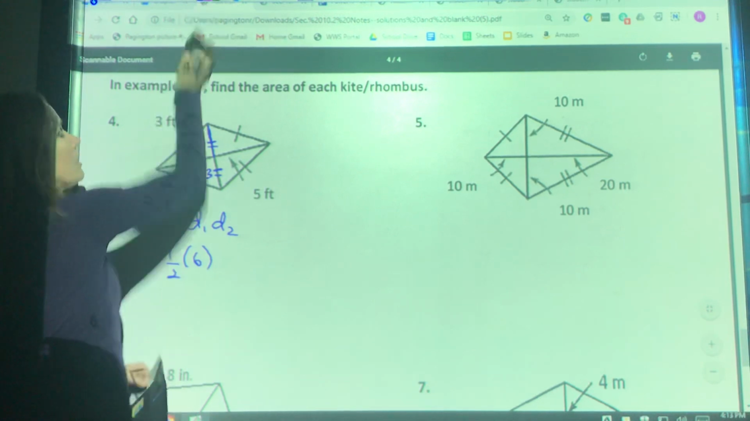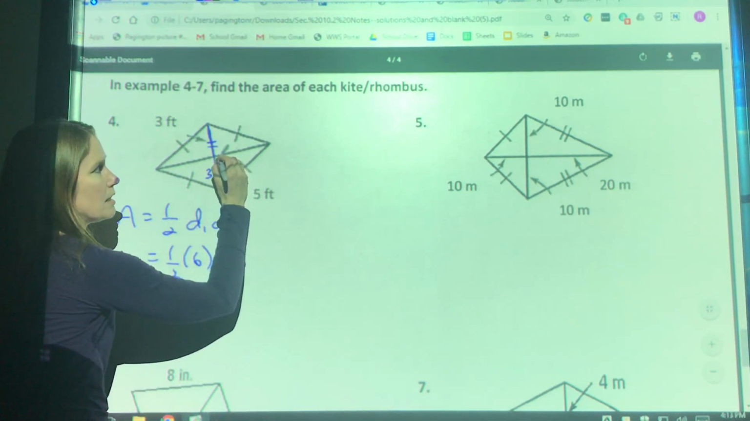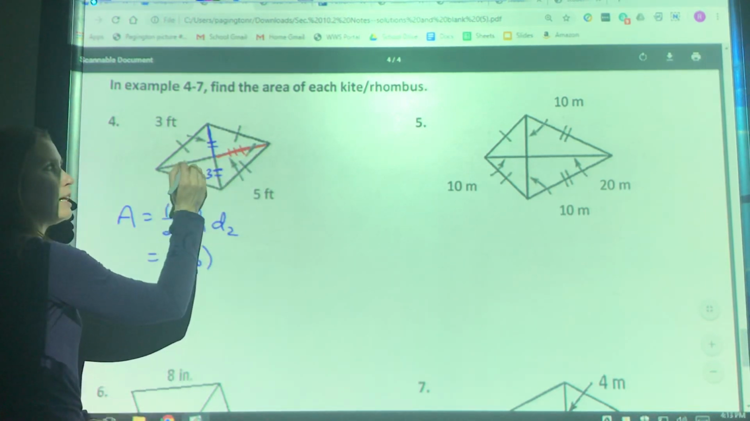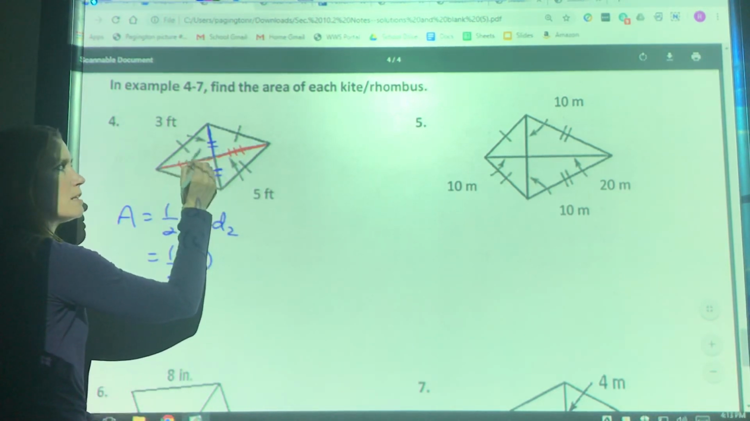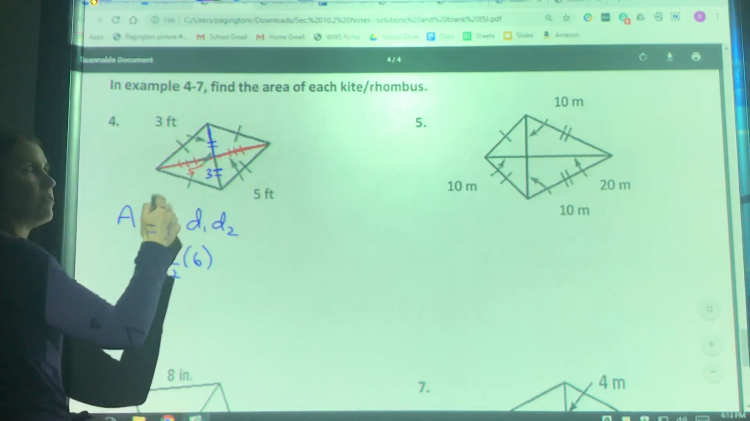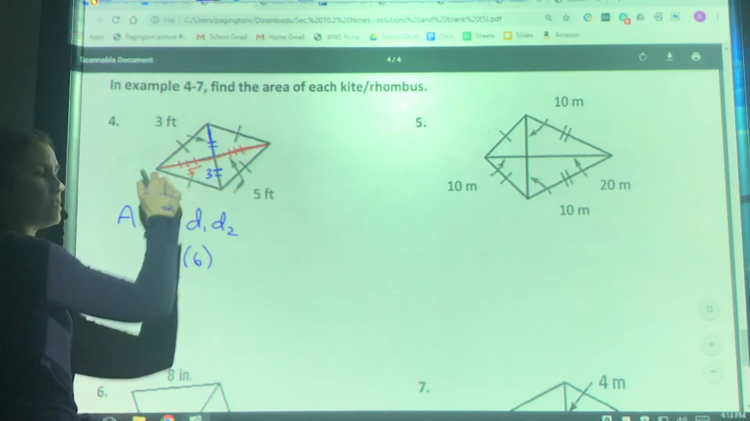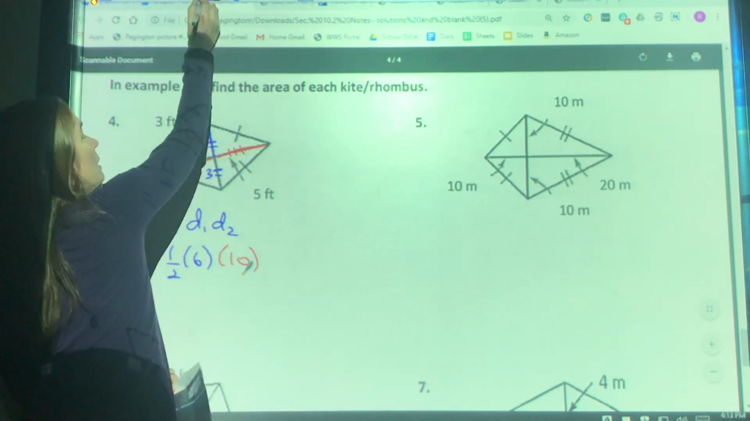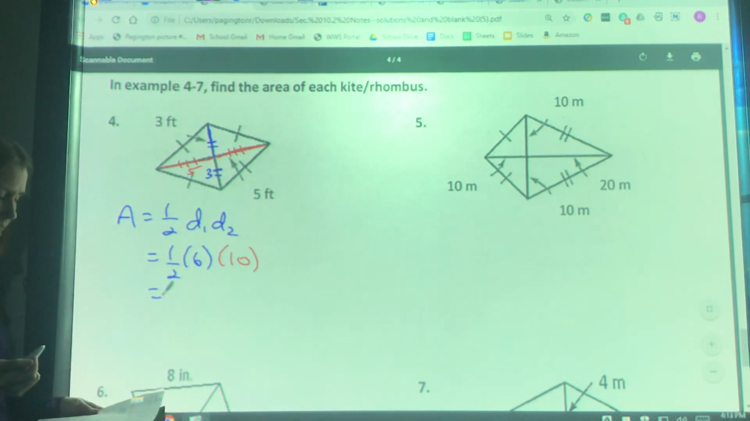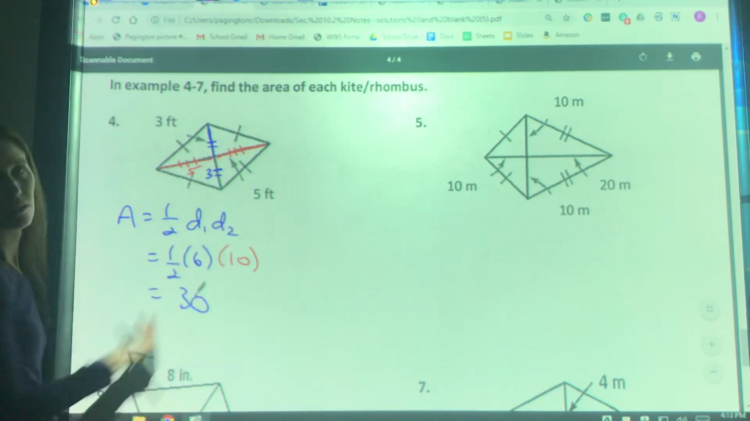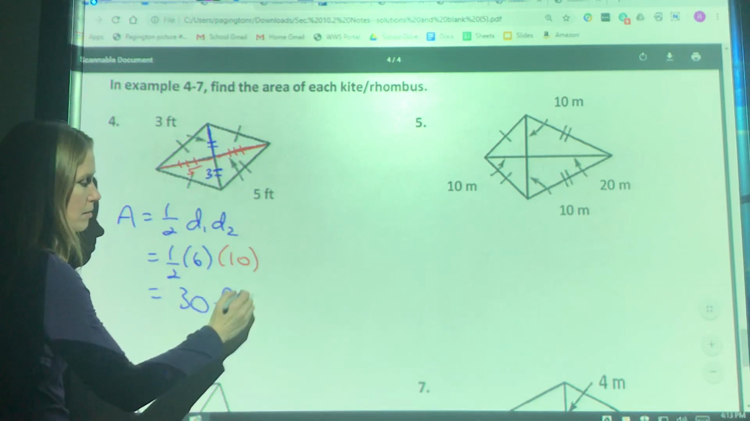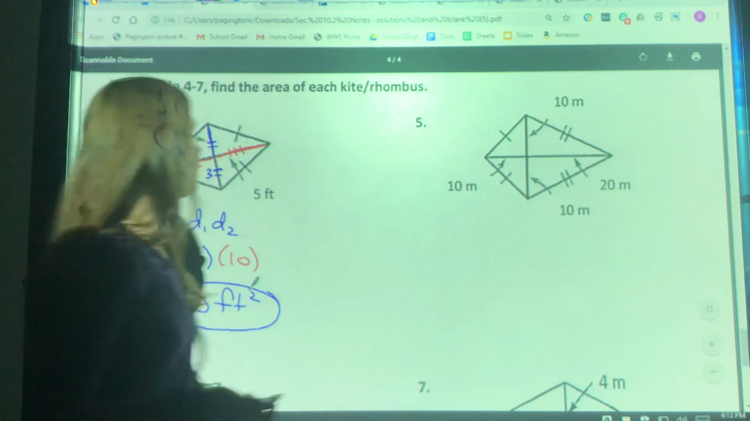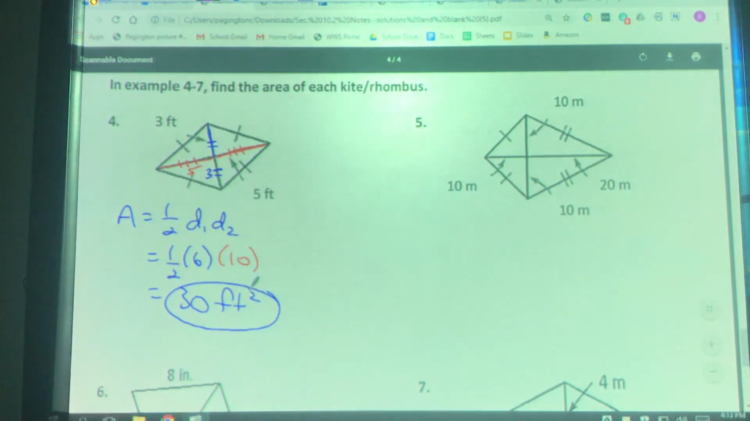Okay. On the other side, I can see that they're showing me that this is 5 from here to here. I'm going to put 3 marks on that. So therefore, I know that over here, this piece is also 5. And so therefore, I know this whole diagonal is 5 plus 5, which is 10. Okay, and now I can just get it worked out from there. And I can see that is going to be 30. And it's in feet, so that's going to be feet squared. The area of that kite. Okay. Actually, for that rhombus, that one is a rhombus.